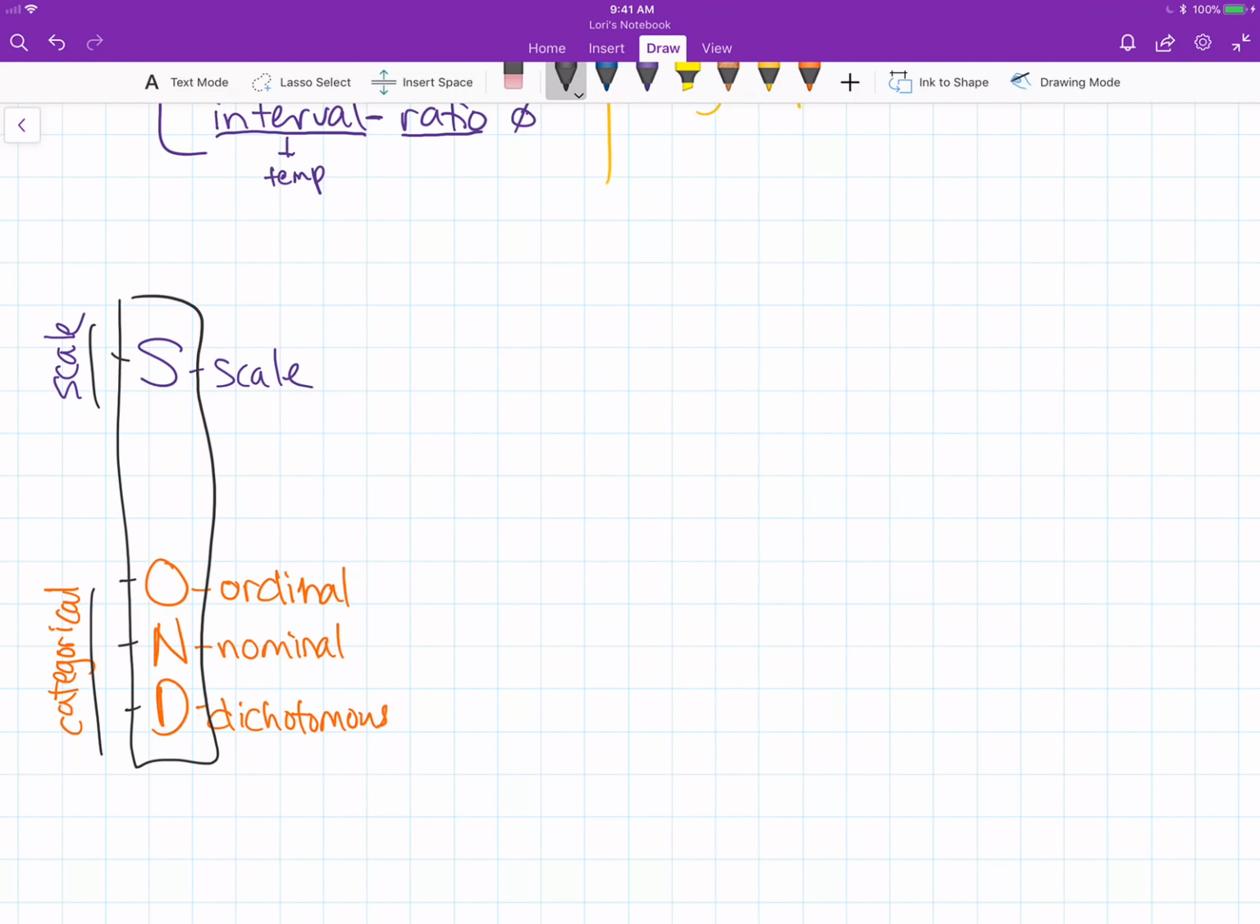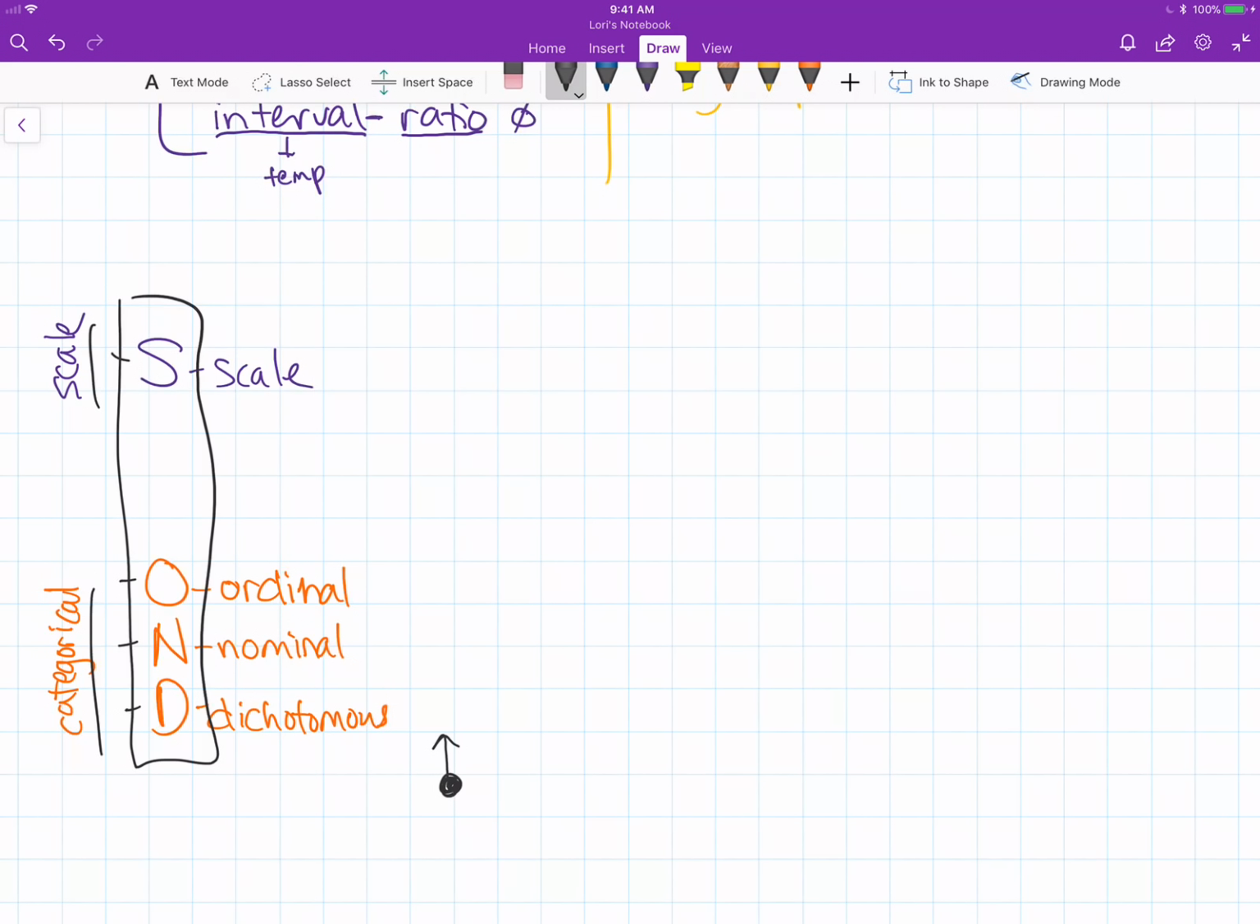So for the dichotomous variable, I like to start here at the bottom. So I start at the bottom and I move up. And I ask a question for each of these levels: dichotomous, nominal, ordinal, scale. And as soon as the answer to my question is no, that means that I have found the correct level of measurement or measurement scale.